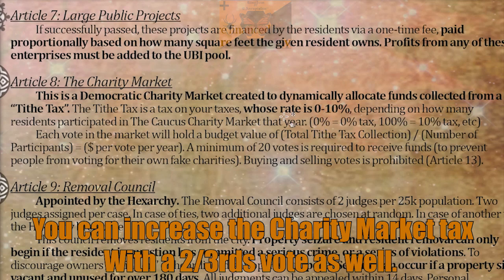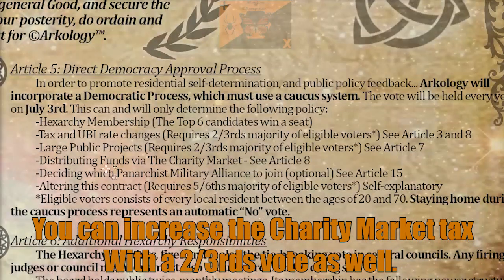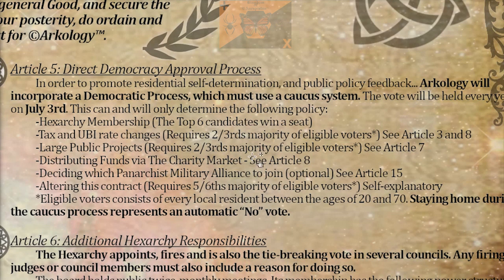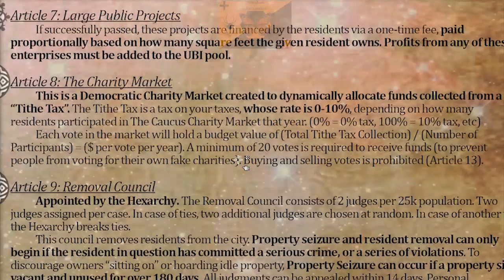I believe that was with a 40% participation. So a lot of people won't bother. They're like, I don't really care about charities. It's not really important to me. I don't feel like wasting my time, because the whole process might take 2 hours, something like that. So if they don't feel like participating for those 2 hours, then the participation rate goes down, and thus the tithe tax rate goes down.